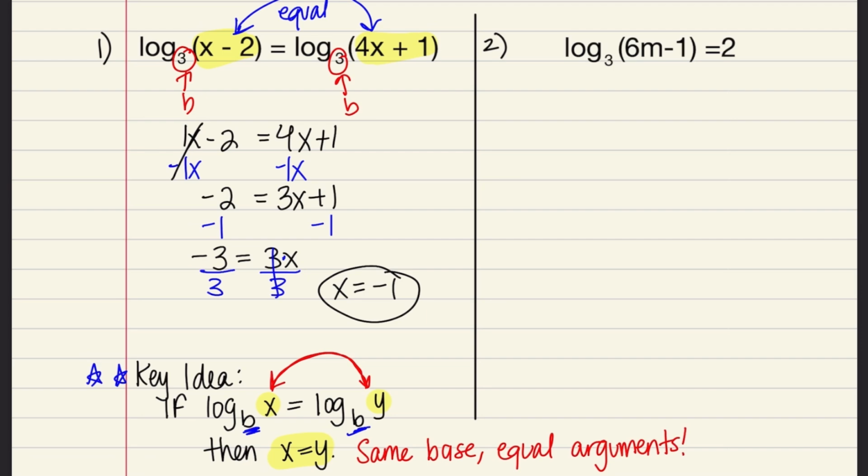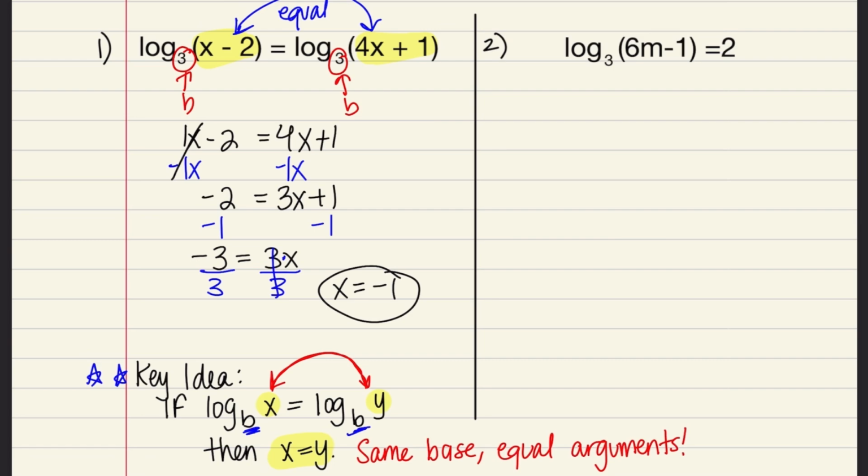If the bases are the same, that means whatever is inside the log is the same. Here, they both happen to be inside the parentheses. We equated x minus 2 and 4x plus 1, then used inverse operations to solve for x.